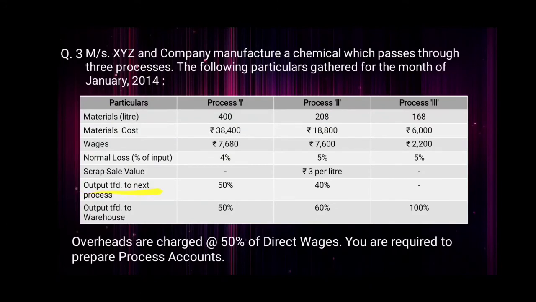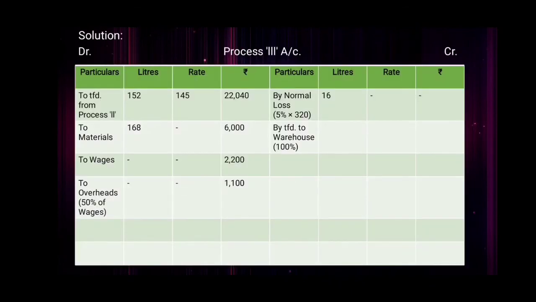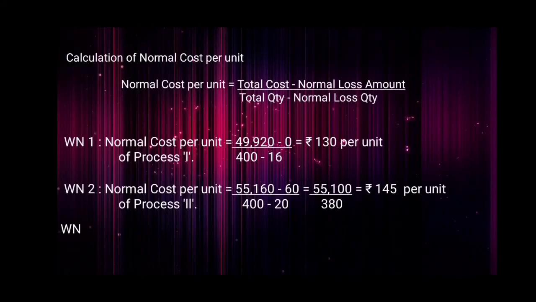Next, output transferred to next process. For process 3 it is nil and the output transferred to warehouse. For process 3 it is 100%. So by transfer to warehouse, 100% will be 304 liters. Rate we have to calculate. So let us prepare working note number 3.